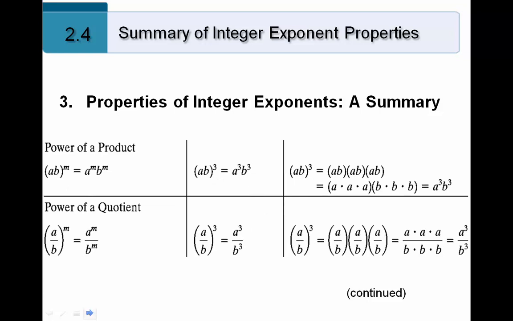If you have a product within parentheses, a times b, and it's being raised to a power, each of those bases must be raised to the power. A is raised to the third power, and b is raised to the third power. And also note that if you have a fraction that's being raised to a power, whatever's in the numerator must be raised to that power, and whatever's in the denominator must also be raised to that power. So if you have a over b raised to the third power, that will equal a cubed divided by b cubed, or a cubed over b cubed.